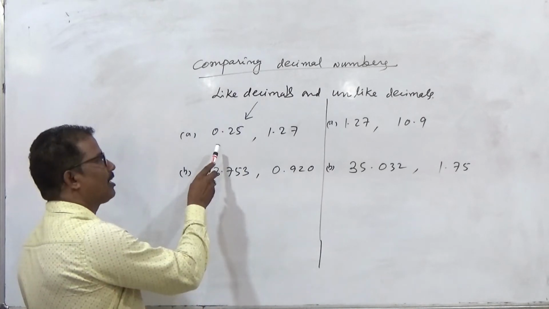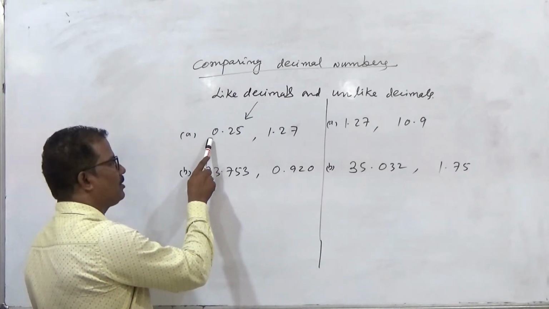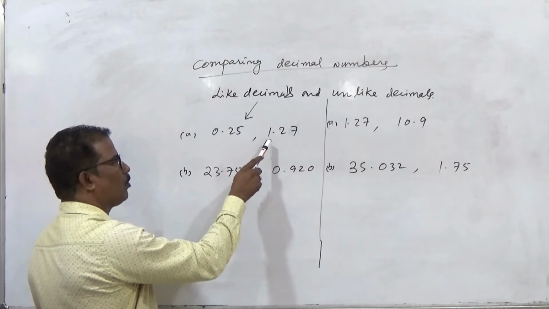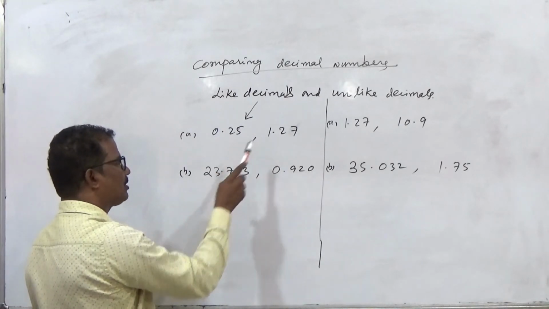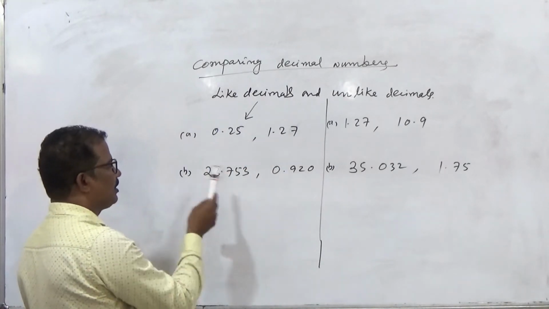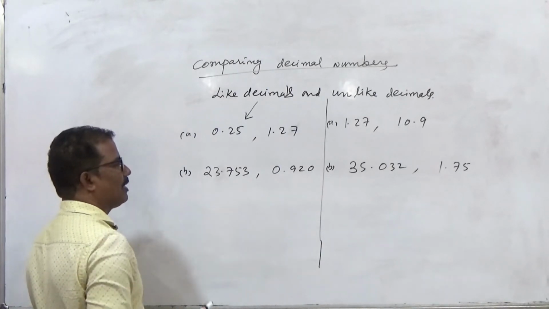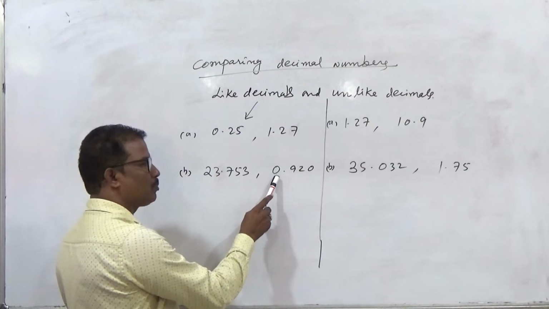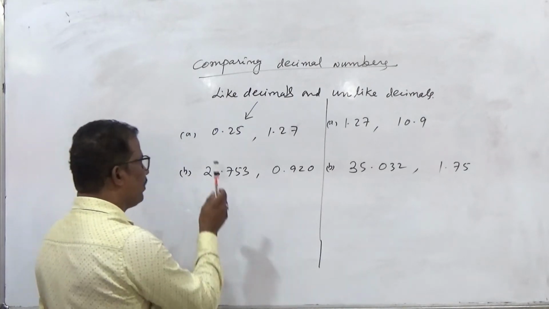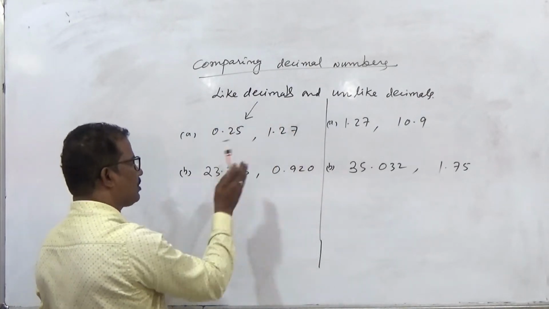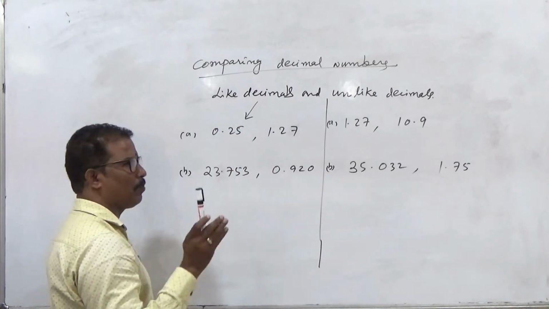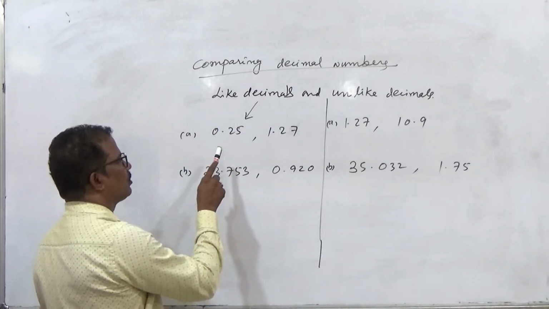No need to think about the whole part. Here in the whole part, 0, 1 place is there. In the whole part also 1 place is there. That is 1's place. And in this case you can see, in the whole part 2 places are there. That is 1's and 10's. And here in the whole part only 1's place is there. That is 0. So for like decimals, the number of places after the decimal should be the same.